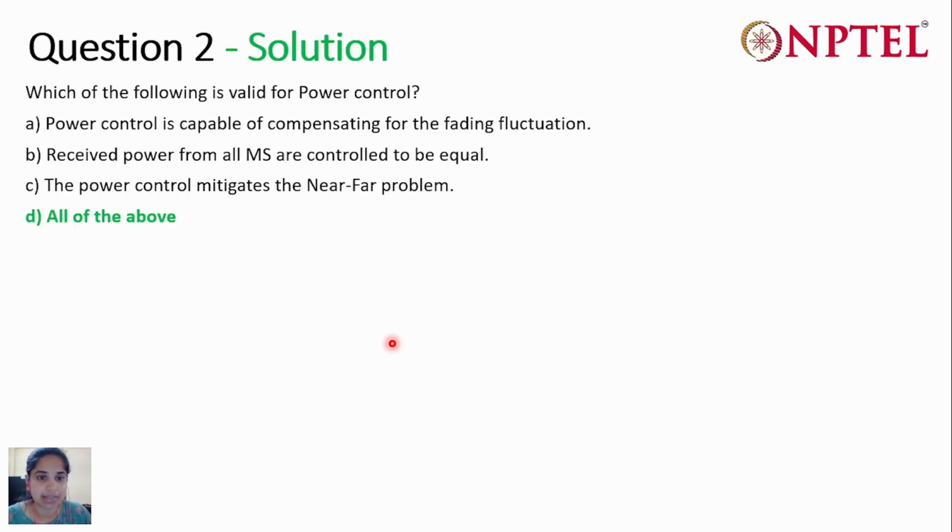Yes. The answer will be all the above. So power control is capable of compensating for the fluctuation, and with power control what we're trying to do is make the received power from all the stations come to the base station with almost equal power. So when this happens, the near far problem will be mitigated. So the answer is all the above.